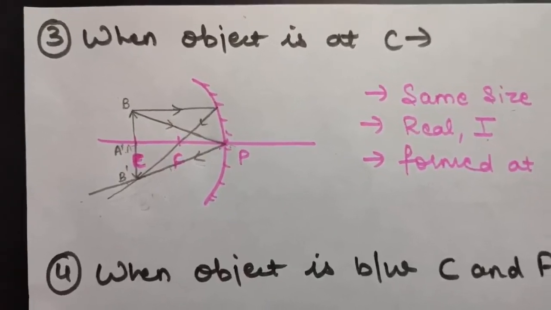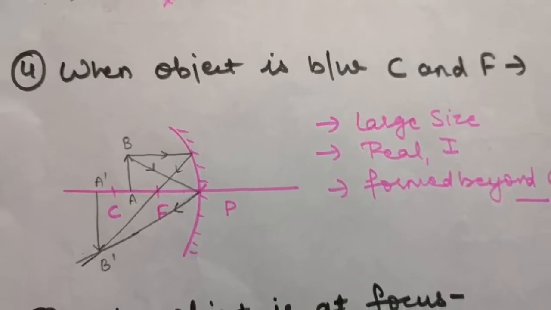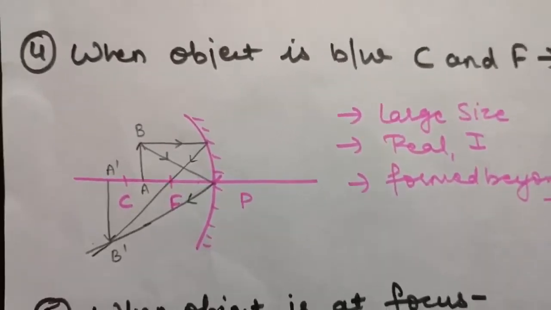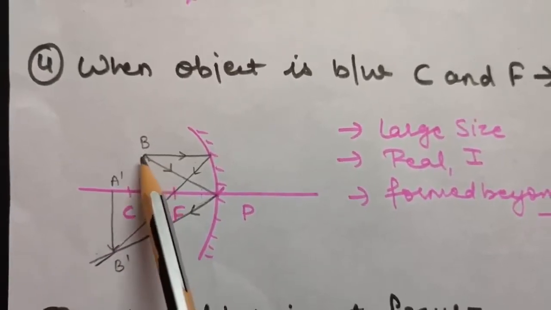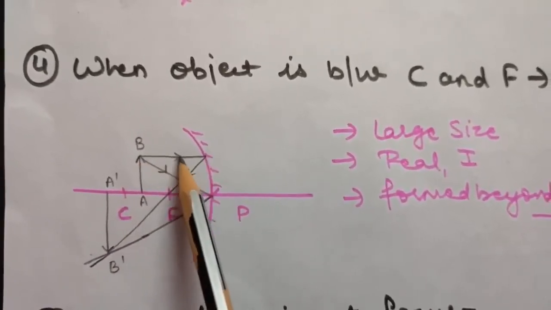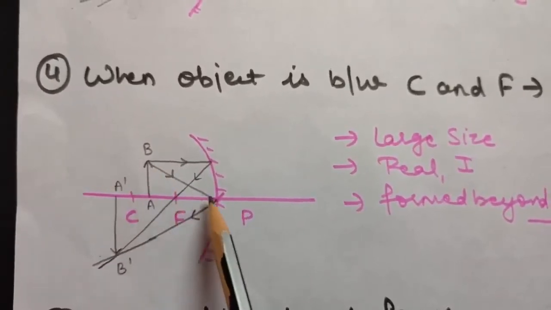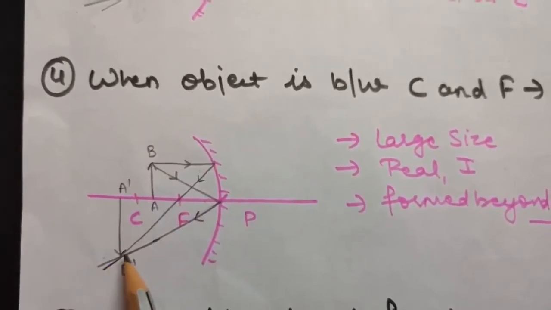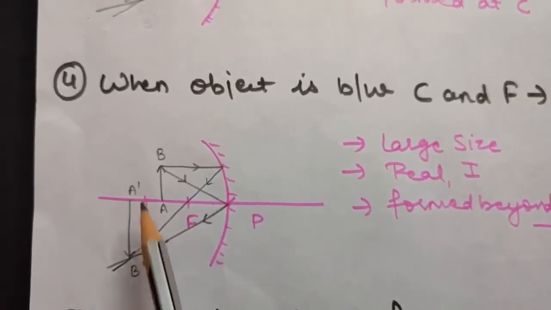Okay, so the fourth is when the object is placed between C and F. So now this is our object AB between C and F. Again we will be taking two rays, one parallel to principal axis and passing through focus after reflection, and second through the pole. So they will be intersecting at this point, as you can see. So A dash B dash will be the image.